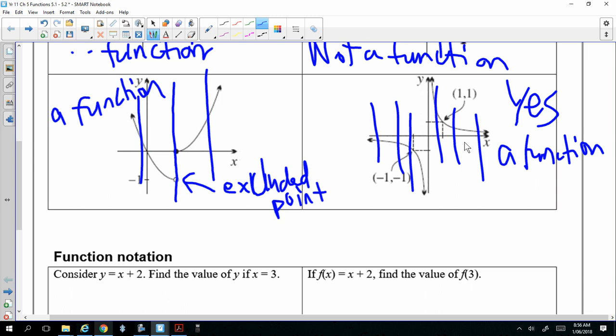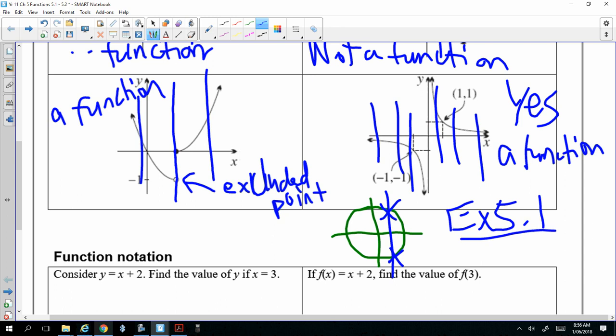I'll give you one more example. A circle, is that a function? No, because it crosses twice. And many others. All right, good. After we do that, that helps you to do exercise 5.1. And then we're going to do 5.2 as well.